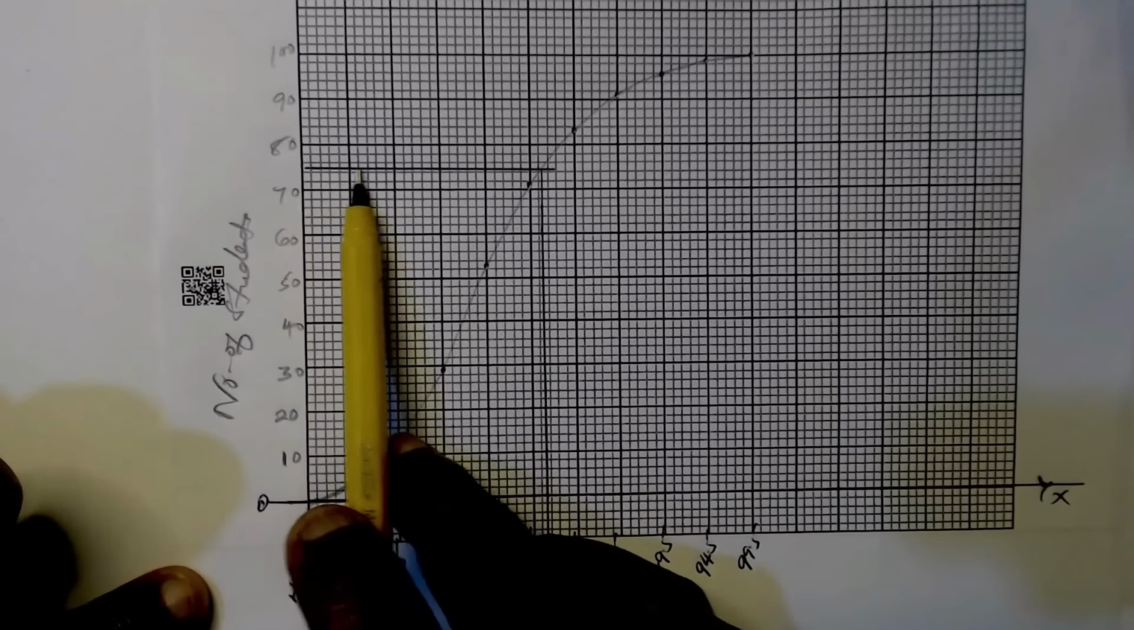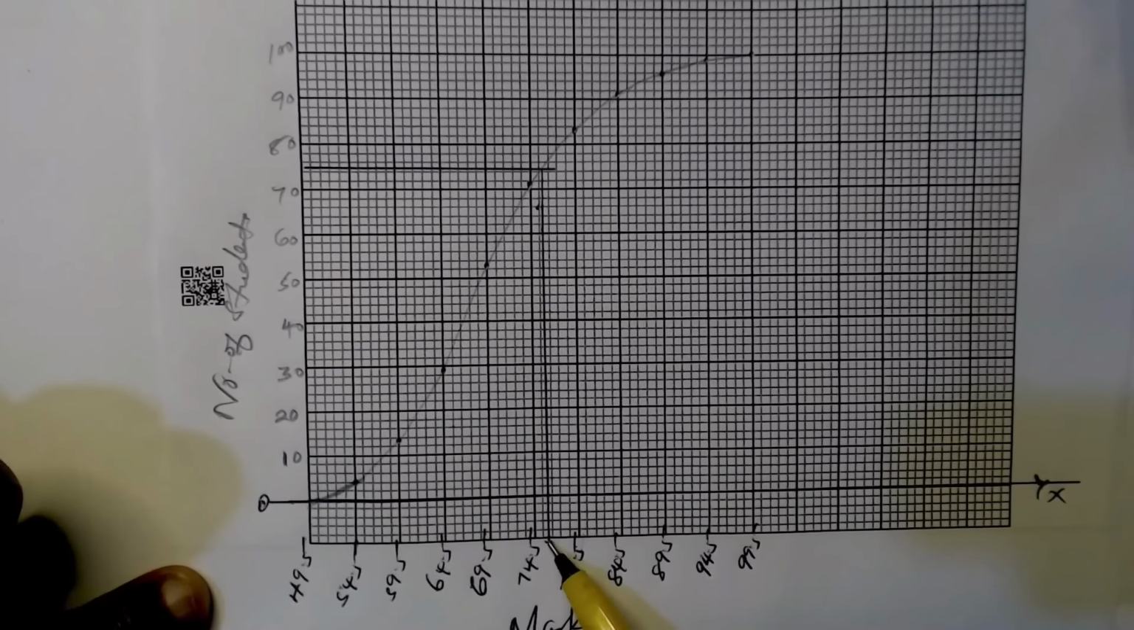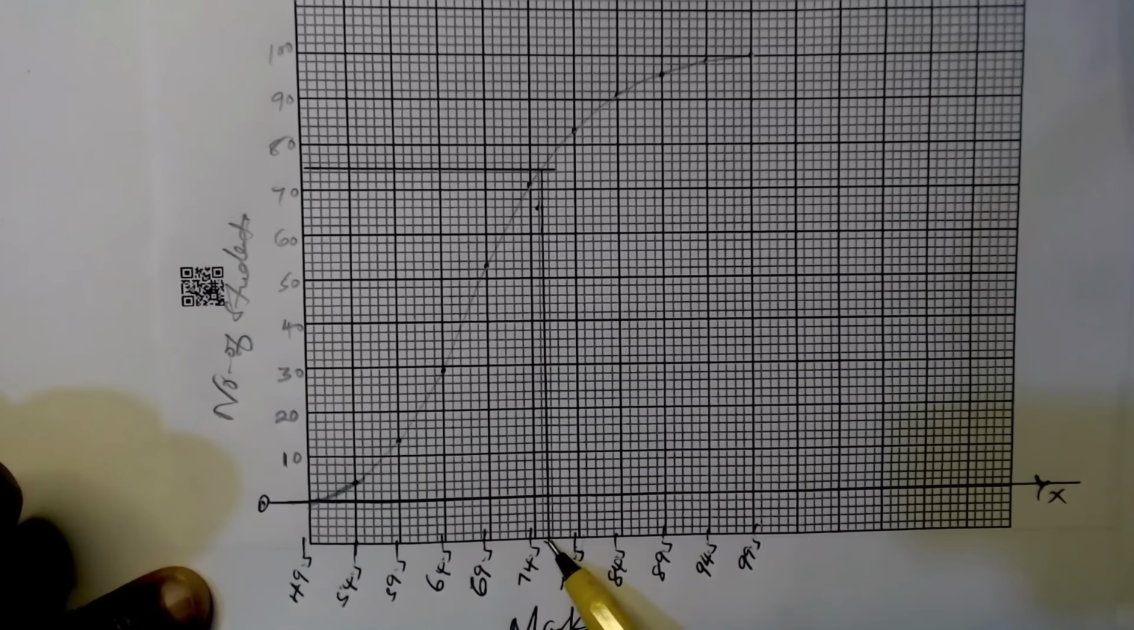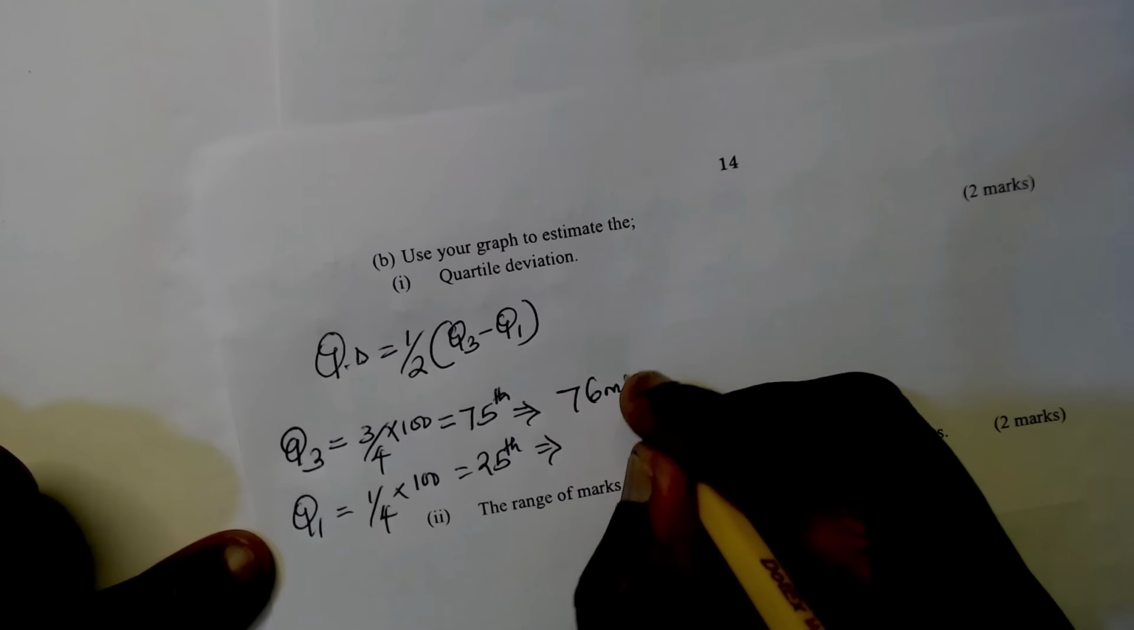So from the 75th student up to the point where it touches the curve, then straight down, you read this mark here. So this is 75.5 plus 0.5. That will give 76. So this point here will give 76. So this will give 76 marks.